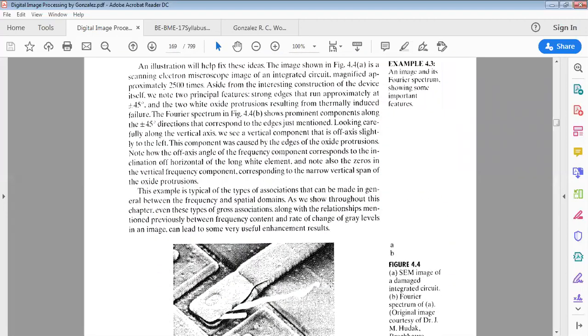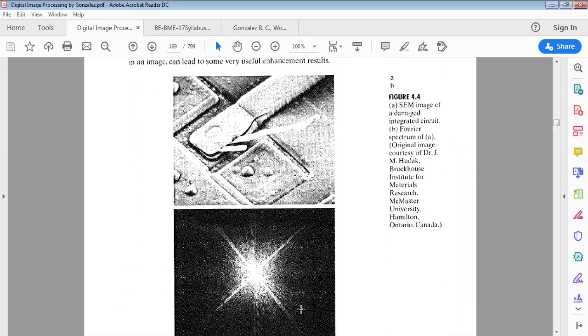So this is an image from a scanning electron microscope of an IC, because we will be referencing it further, and you can see its Fourier transform. So it's very difficult to make a one-to-one relationship between the Fourier transform and the image characteristics. That's why some sort of assumption has been made. Low frequencies correspond to slowly varying things, and high frequencies correspond to sudden or abrupt changes in gray levels.